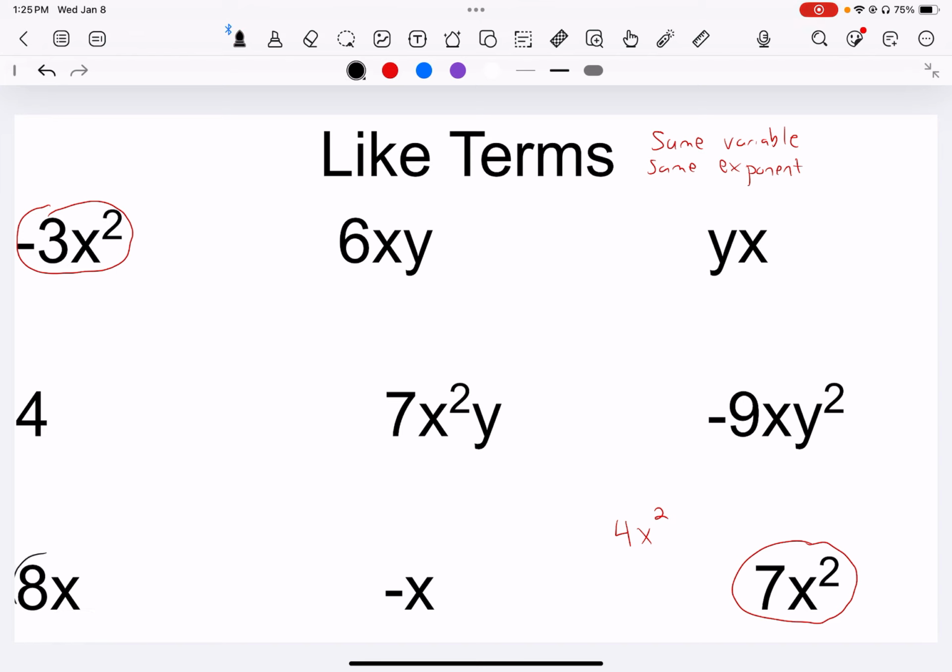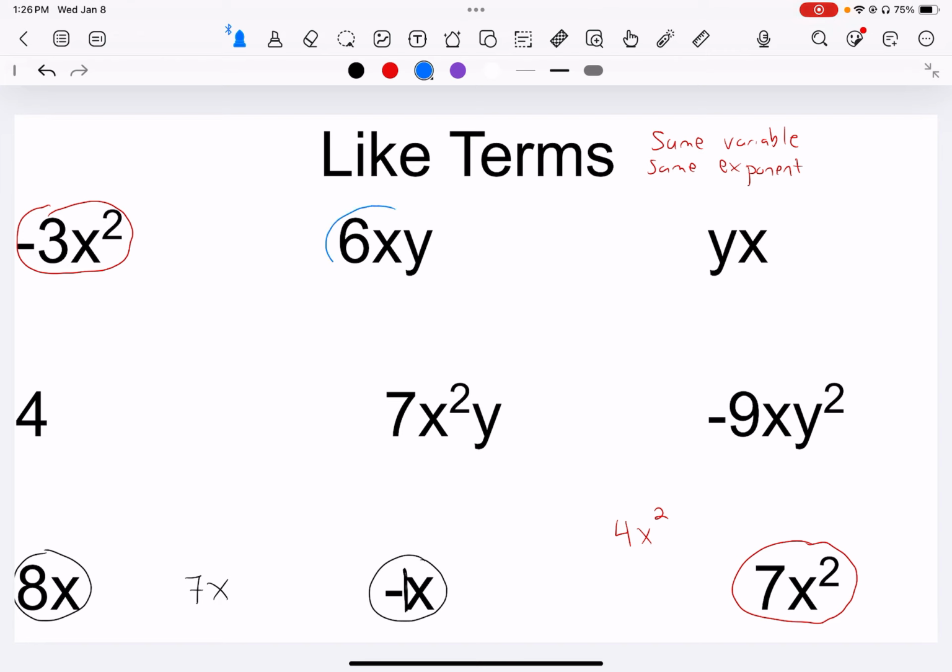Another set of like terms is 8x and negative x. When there's no number with the variable, we pretend there's an imaginary 1 there. So we have 8x and negative 1x. That combines to give us 7x.